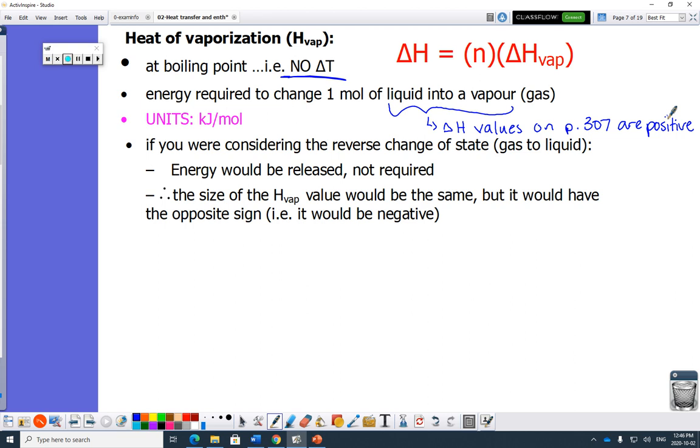If you were going to do the reverse change, so condensation, like changing a gas into a liquid, it would have the same amount of energy, but the sign would be negative. Most of the time, you can just use the value that's in the book straight up, but just in case, there's a little trick to it.